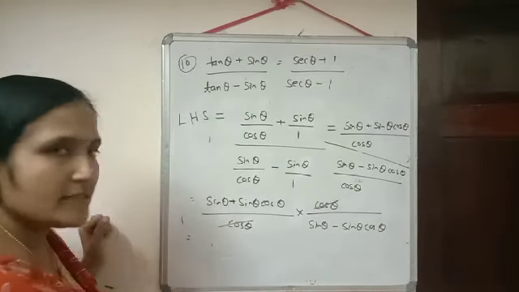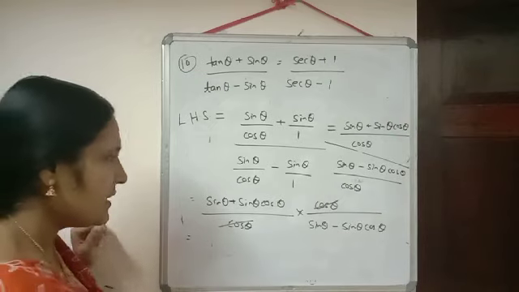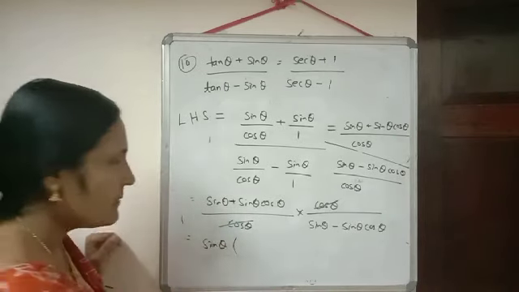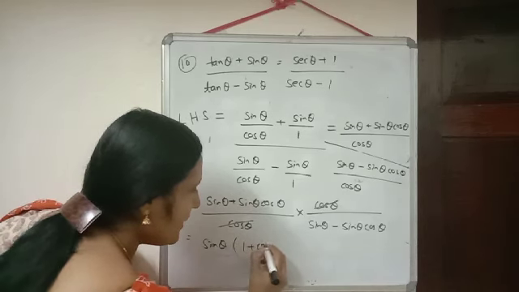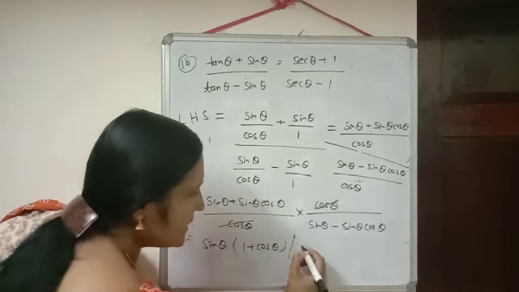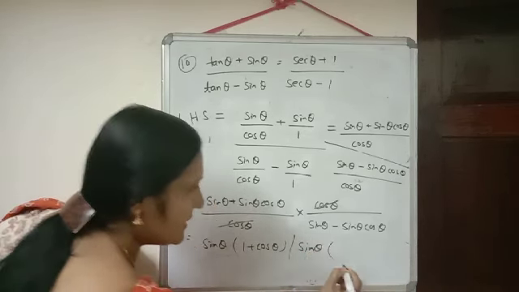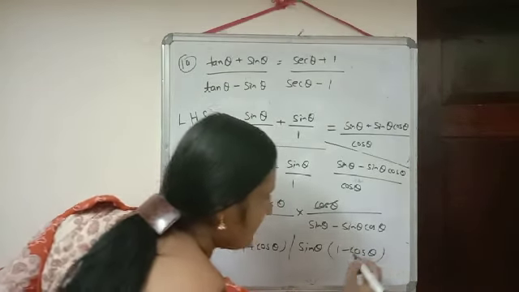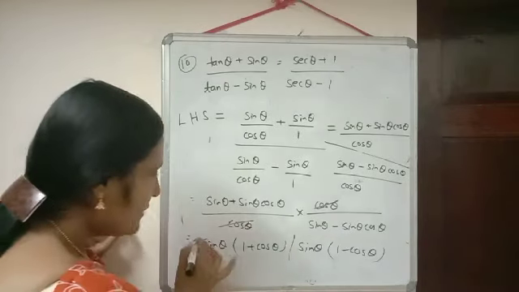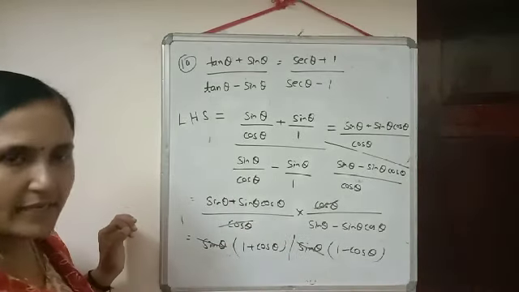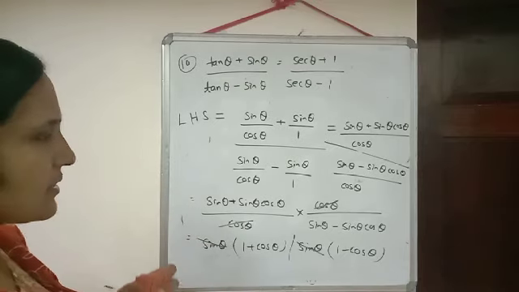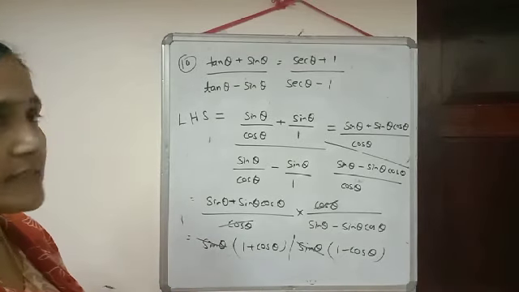Any common term in these two? Any common expression? Yes, sin theta is common. So taken outside. Inside the bracket what will remain? 1 plus cos theta divided by, here sin theta taken common, inside the bracket we get 1 minus cos theta. So sin theta and sin theta will get cancelled. The remaining expression is (1 plus cos theta) by (1 minus cos theta).